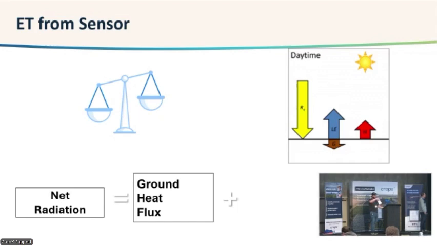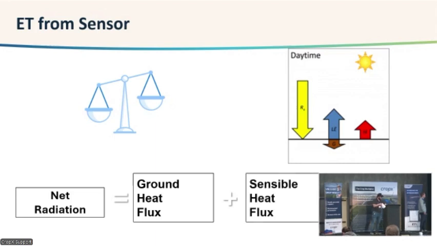So the net radiation is the yellow arrow coming in. And then the ground heat flux, a very small portion of it will actually go into the ground. That's that brown arrow going into the soil itself. Then I'm going to use this thing. Yeah, perfect.